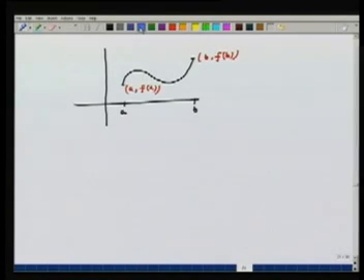I can draw the line joining (A, f(A)) and (B, f(B)). This is the line. Then I can draw the tangent line also, let us say at this point. This is the tangent line. Now, what is the slope of the line joining (A, f(A)) and (B, f(B))? Well, I can actually write down the equation of this line. That is what I am going to do now.